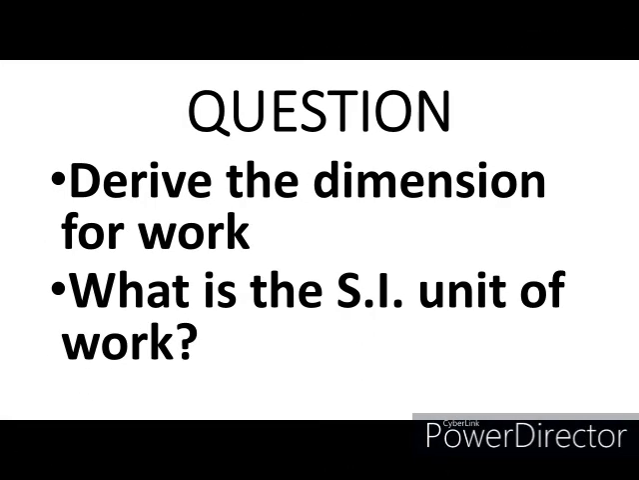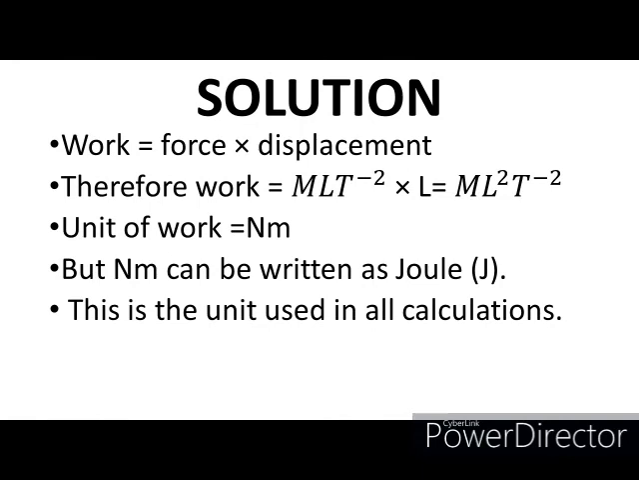Number 2 question. Derive the dimension for work. And what is the SI unit of work? If you check what we've done before, you will notice that work is force times displacement, and force is MLT^-2, and displacement is just a way of representing length. So if I join everything together, I get ML^2 T^-2. The unit of work is force times displacement. That's Newton times meters, Newton meters, and it can be written as joule. And this joule is the one that is used in all calculations in physics.